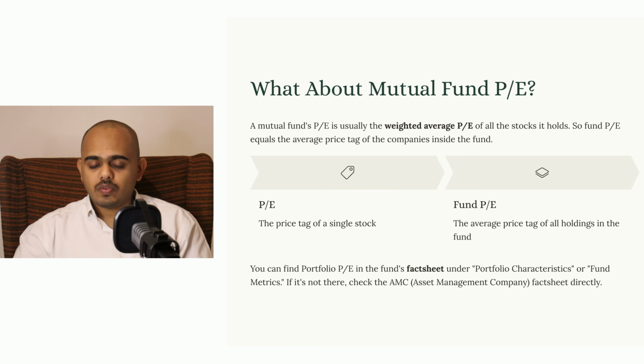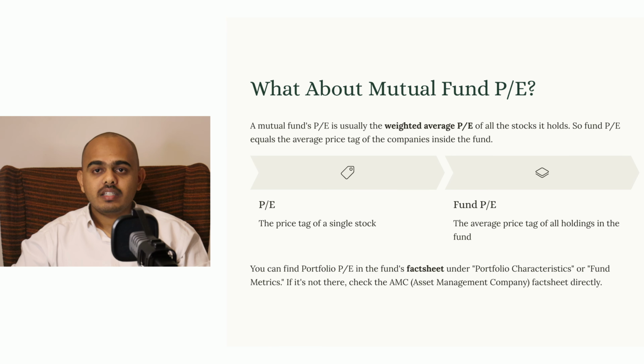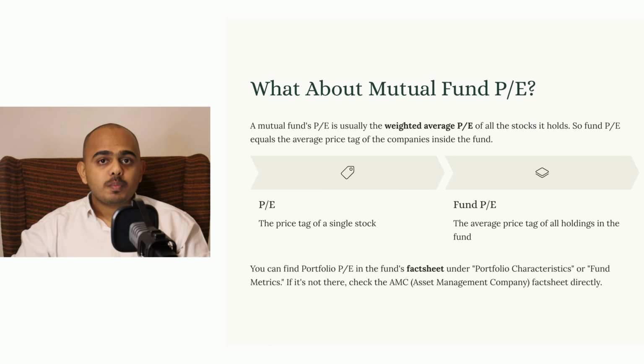Now for mutual funds. A mutual fund's PE is usually the average PE of all the stocks it holds, based on their weights. So fund PE equals the average price tag of all the companies inside. PE is the price tag. Fund PE is the average price tag of its holdings.